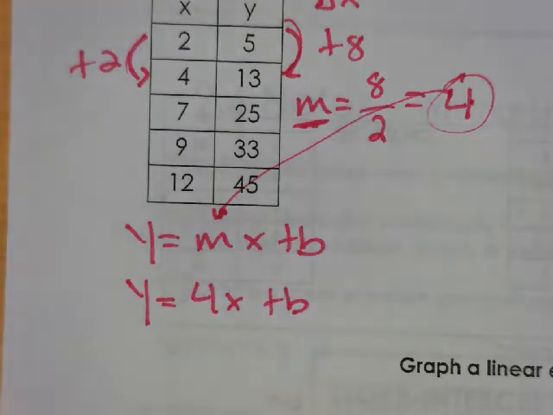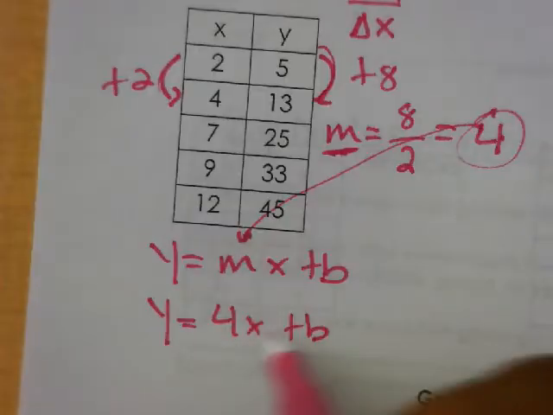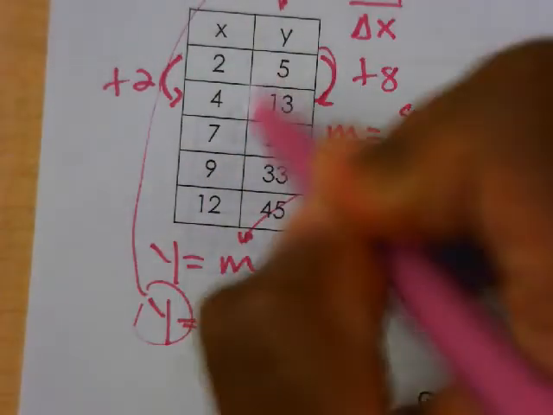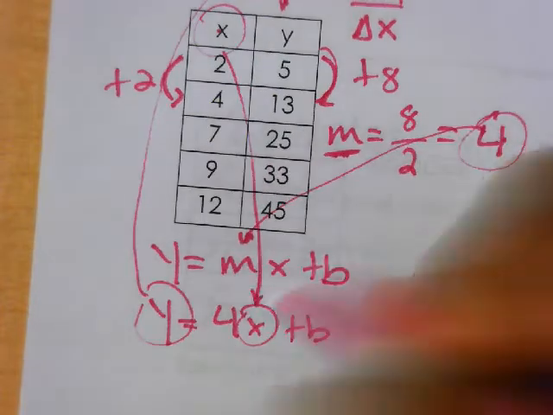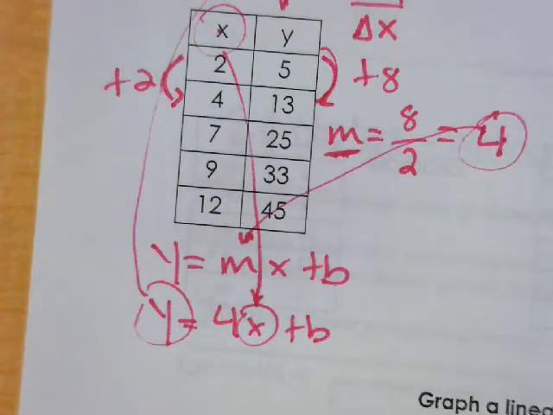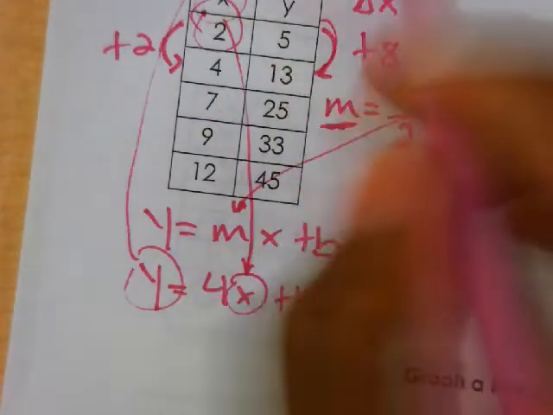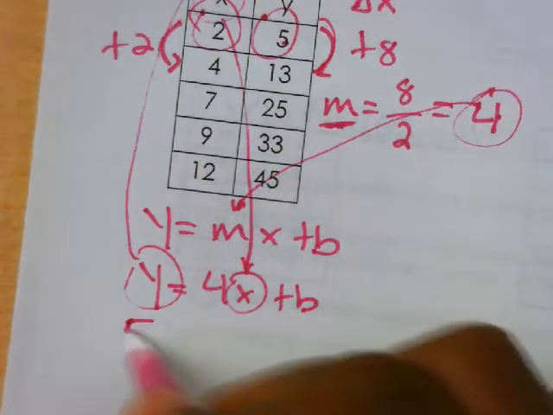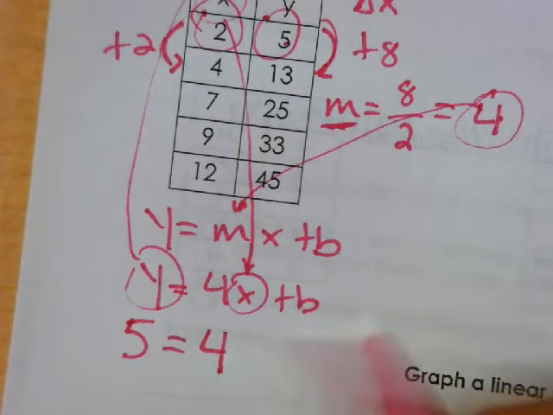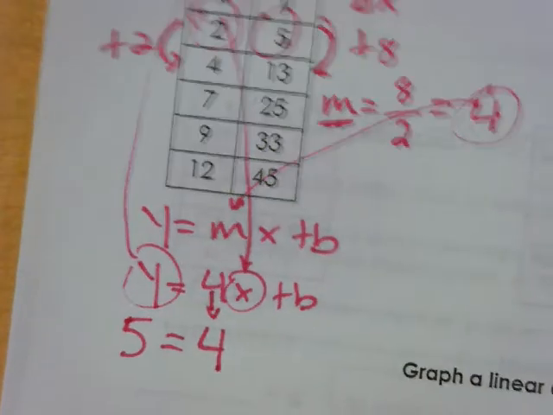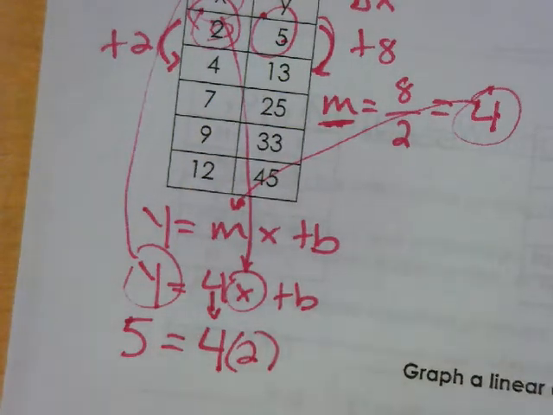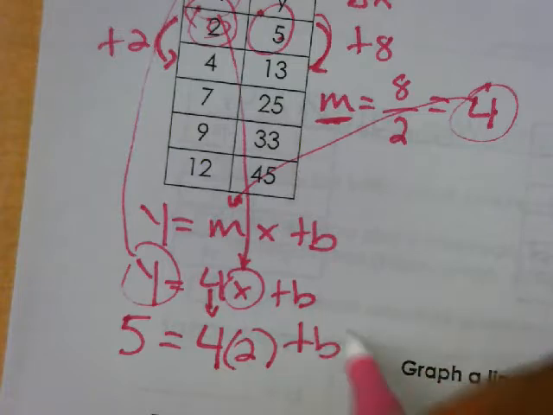To solve for the b, I'm going to substitute this x and this y. This y comes from this table, and this x comes from this part of the table. So what I mean by that is when I input 2, it outputs 5. So the 5 I'm going to put where the y is. 5 equals 4, because that's my slope. I just bring it down, times my input of 2, and then plus b.